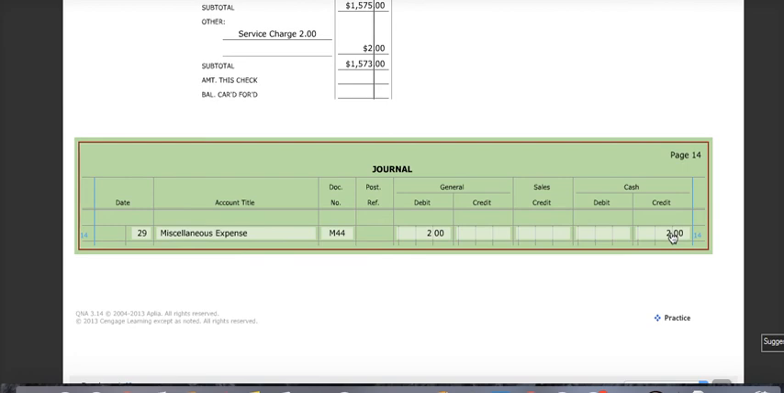All right, so in this problem, you have seen that we have reconciled the bank statement. We have recorded a service charge on a check stub, and now we have recorded that service charge on a journal document. So you've done 3 different tasks in this assignment. So let's go on and try 5.2 on your own. Good luck and take your time.